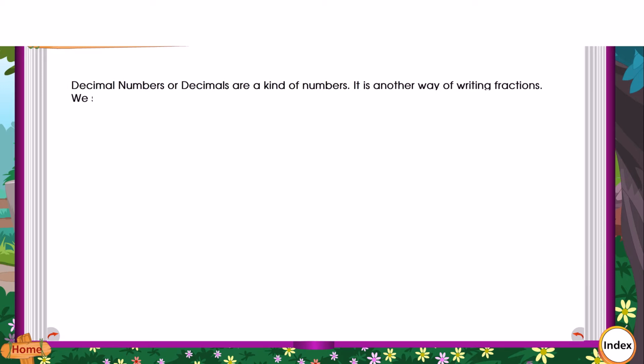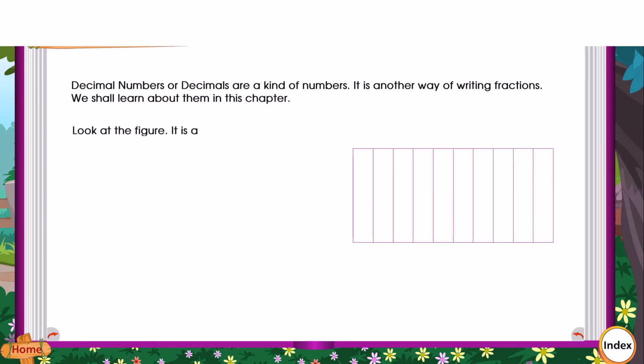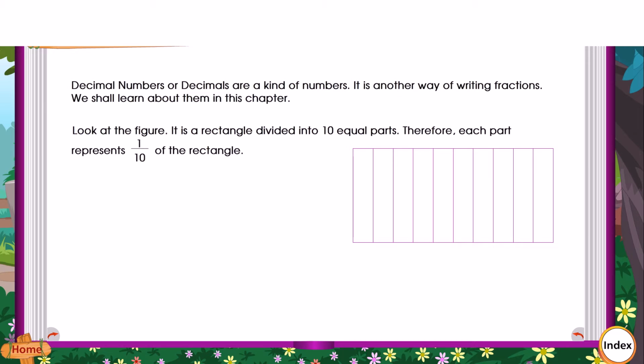5. Decimals. Decimal numbers or decimals are a kind of numbers. It is another way of writing fractions. We shall learn about them in this chapter. Look at the figure. It is a rectangle divided into 10 equal parts. Therefore, each part represents 1 by 10 of the rectangle.